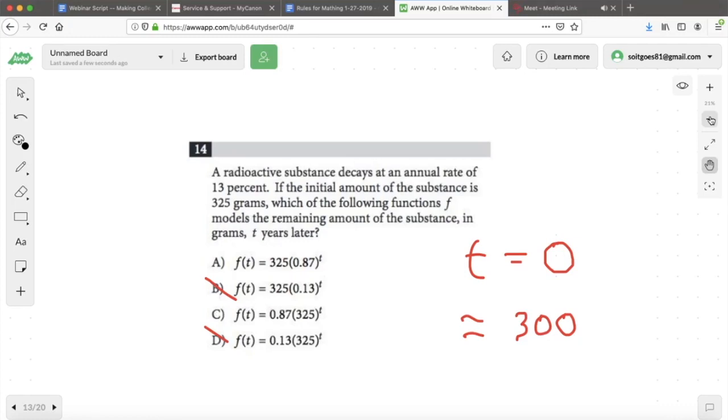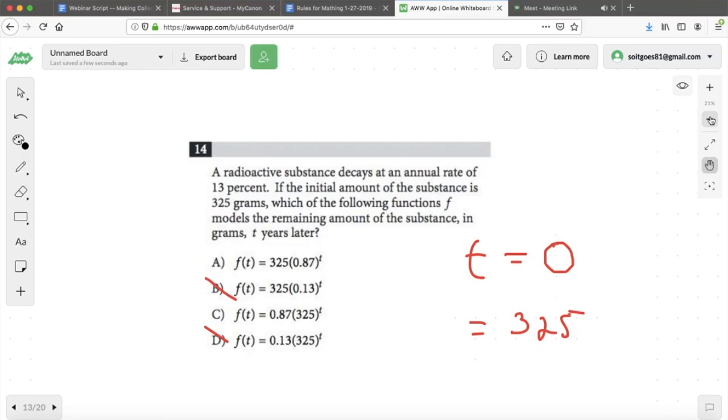So how much is going to be left in the substance after 0 years have passed? 325. Exactly 325, right? After no time has passed. Does that make sense? So the right answer choice has to give us 325. What does answer choice A give us when t is 0? And remember, anything to the power of 0 is 1. So then 325. What does answer choice C give us?